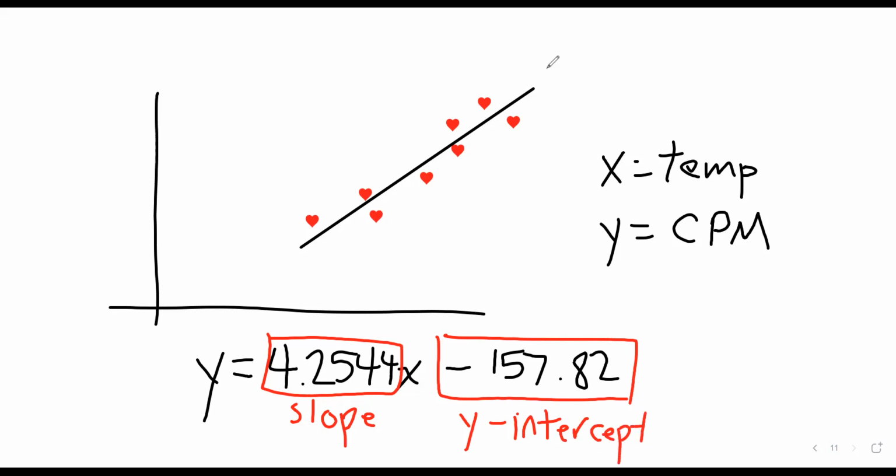Now this one isn't drawn to scale, but if I were to continue this line, that's where it would cross at negative 157.82. So are we going to be seeing these equations in slope-intercept form? Well, yes, but no. What the heck do I mean by that?